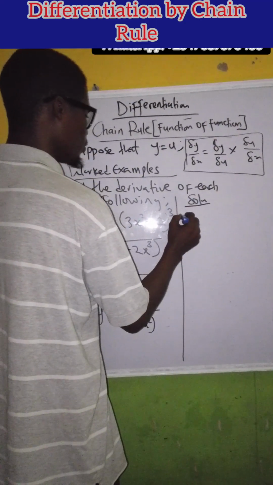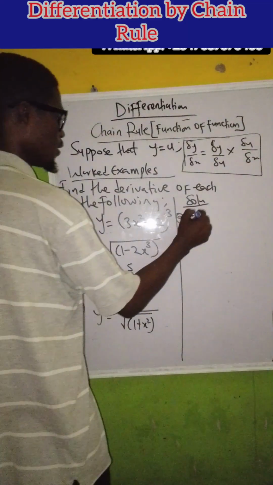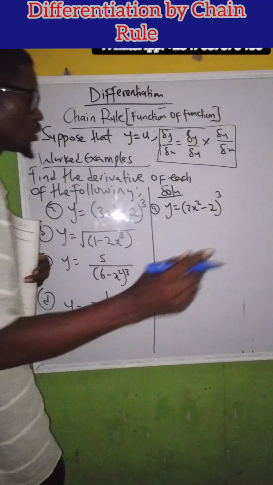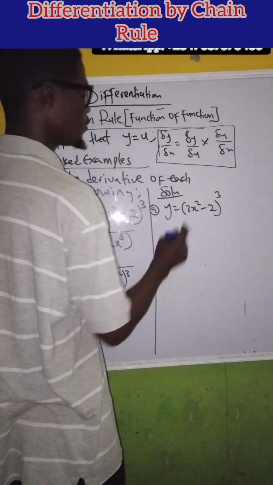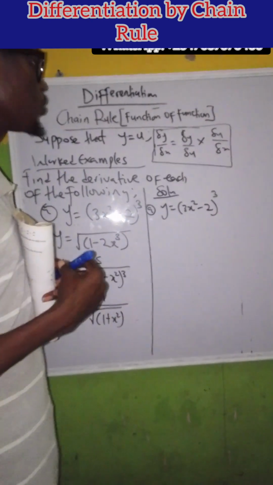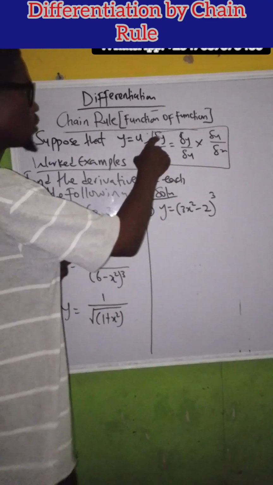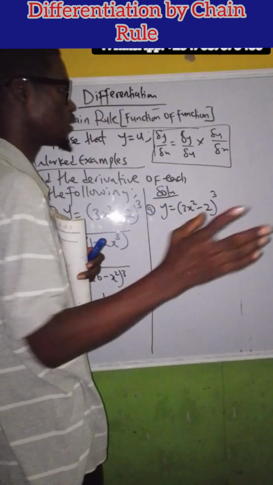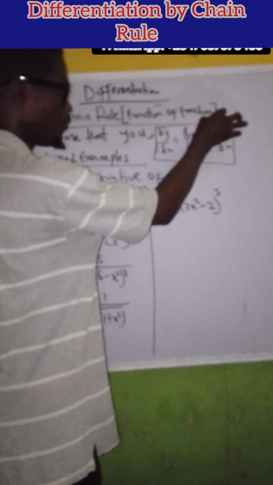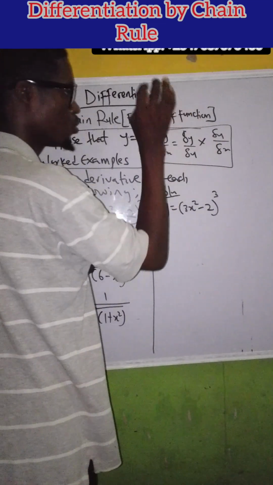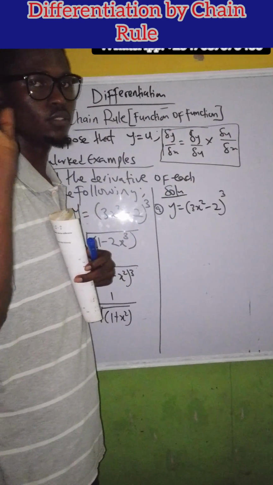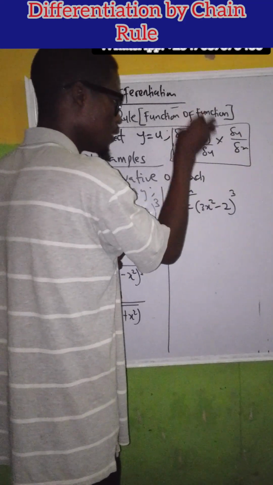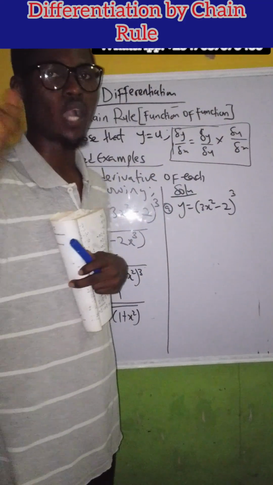Now the first one, I want to solve this guy. We have y equals (3x squared minus 2) raised to power 3. The first step is, don't forget, the formula for the chain rule is dy/dx equals dy/du times du/dx. So our mission here is just to find dy/du, find du/dx, then substitute and multiply. You don't go far. Find this guy, find this guy, then insert it, then multiply it. So how do you go about that?